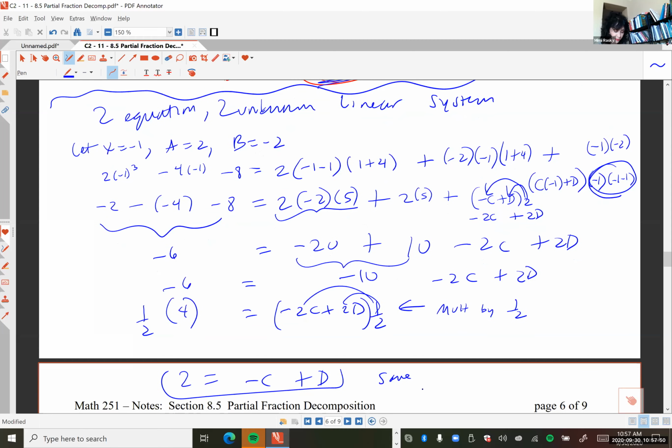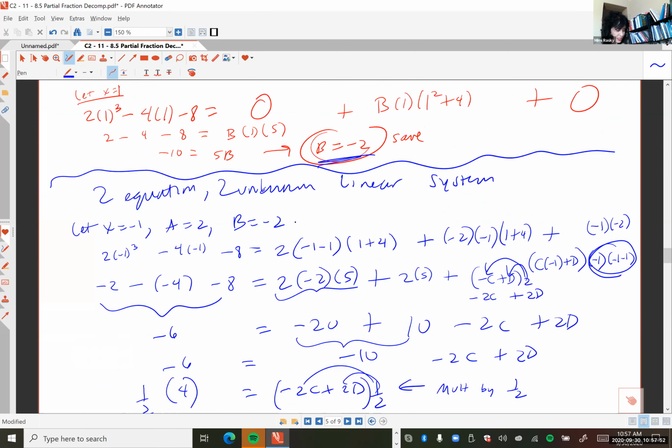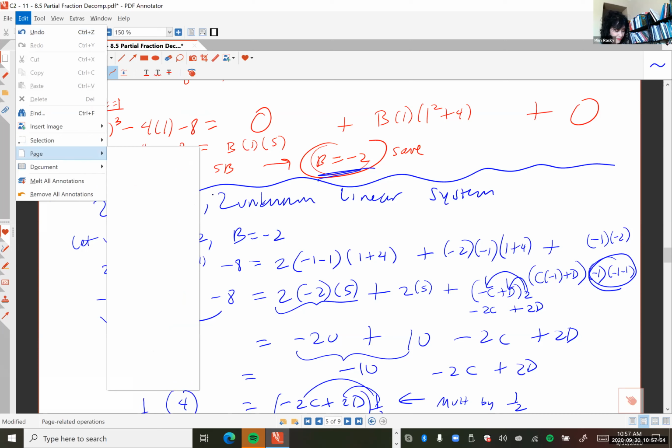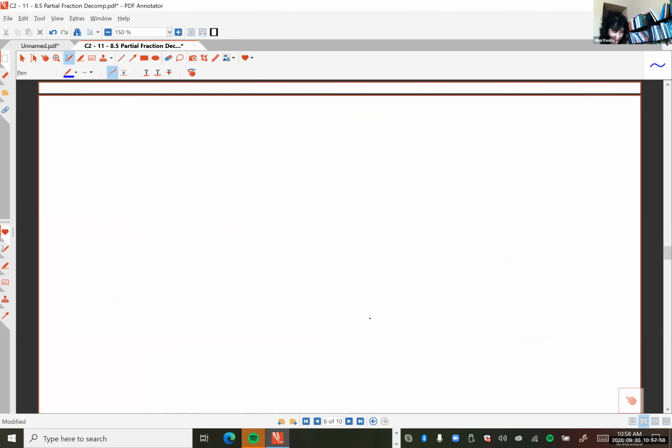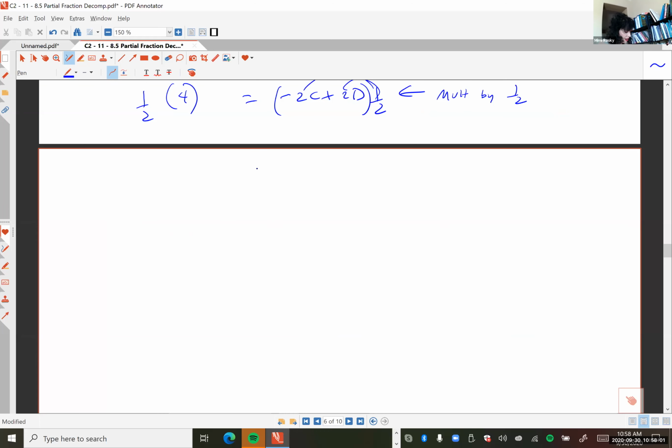Oh, I need another page. Oh, crap. So what do I have so far? I have negative c plus d equals 2, and I'm saving that for later. Well, now what? Well, you're still trying to get c and d. Wow, this problem is taking a long time, and I'm really getting bored. Yeah, well, too bad. Suck it up, Buttercup.